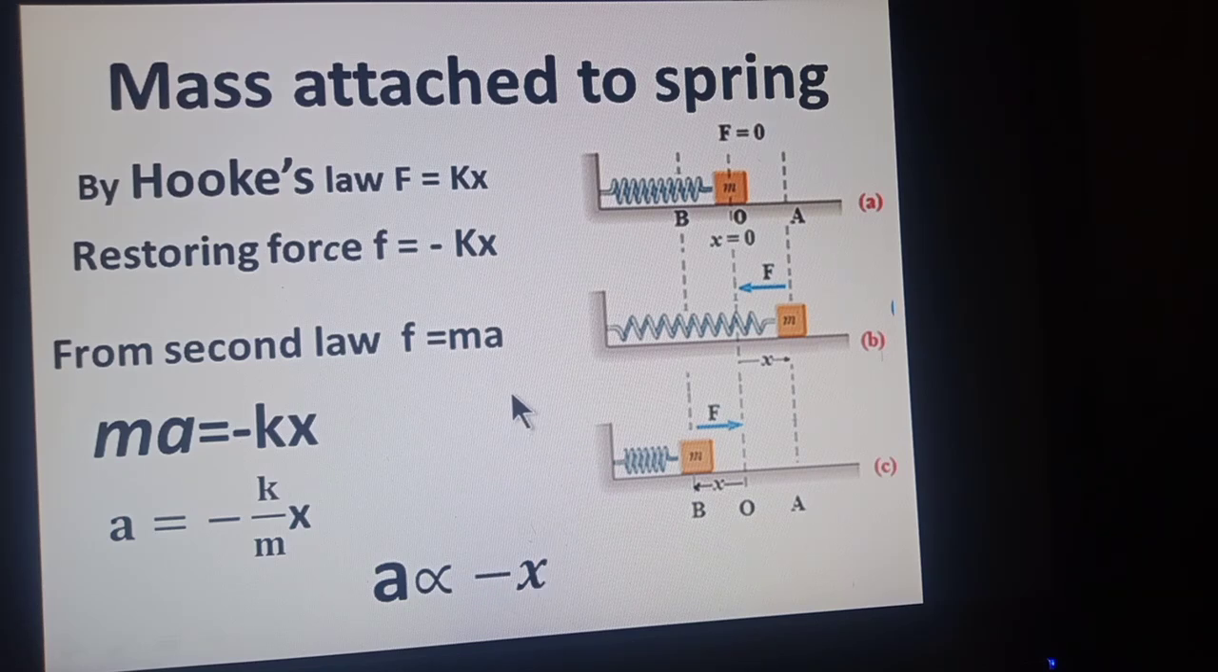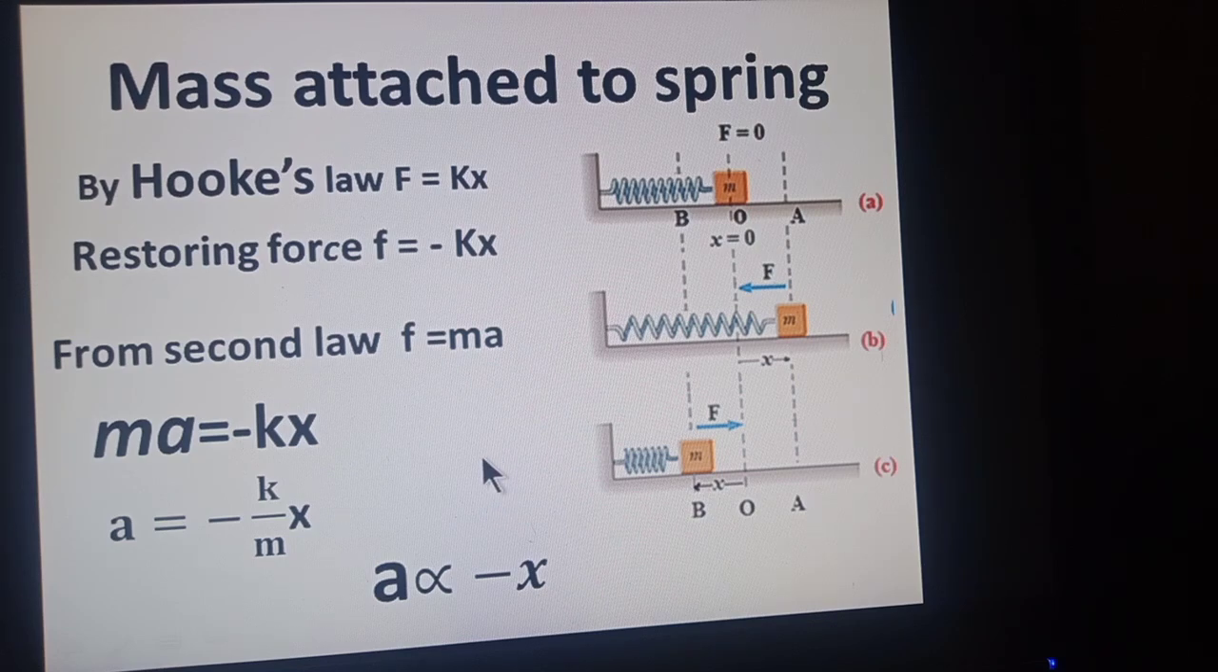Again, the two requirements are there. One is the inertia and other is the elasticity. Due to elastic restoring force, spring pushes the mass backward, and due to inertia, mass crosses the mean position. These two conditions are there, so the motion of mass attached to the spring is a simple harmonic motion.